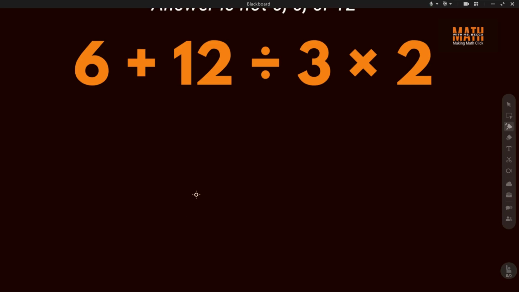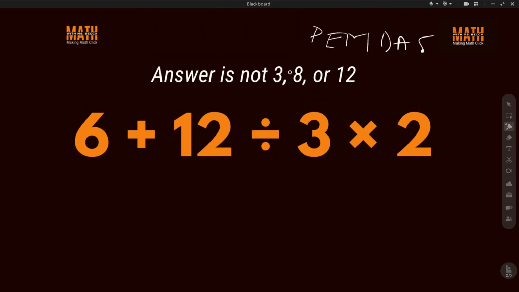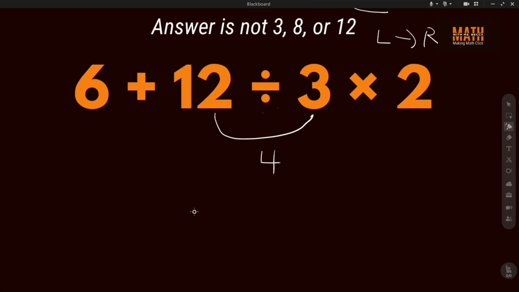The first thing is that we have to divide before we multiply. Whenever multiplication and division appear together, or addition and subtraction, you solve from left to right. So since division appears before multiplication, then we have to divide first. That means we say 12 divided by 3, and this gives 4. So the question becomes 6 plus 4 then times 2.